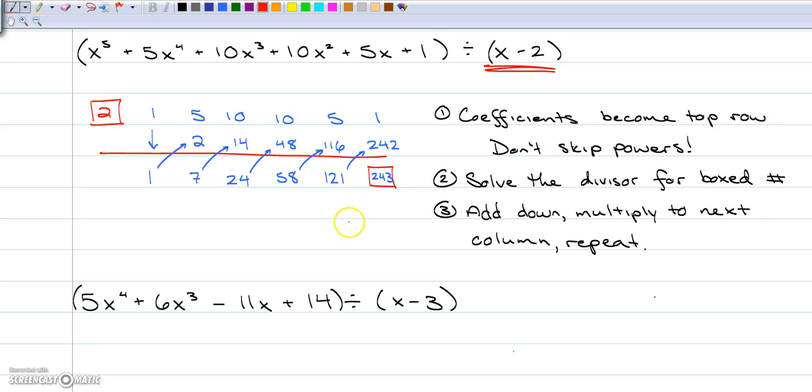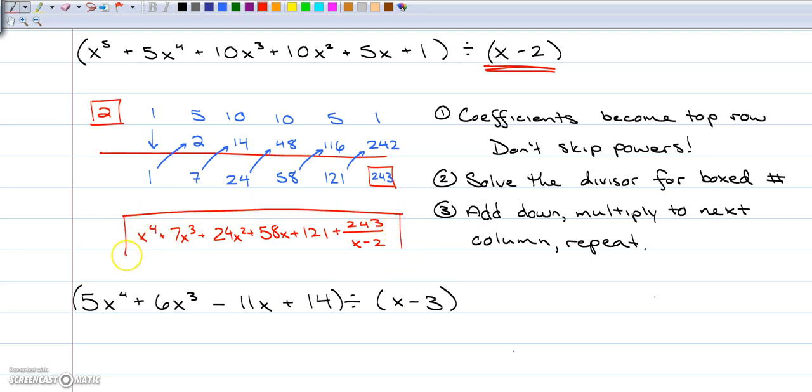That remainder would have said 243 over x minus 2. This 121, it would have been 121. The 58 really says 58x. 24x squared. 7x to the third. And finally, the very beginning of the problem was 1x to the fourth power. This is your quotient. It's nothing special. It is what it is.